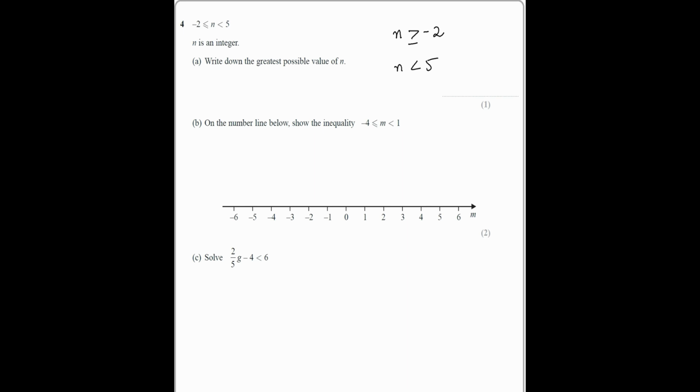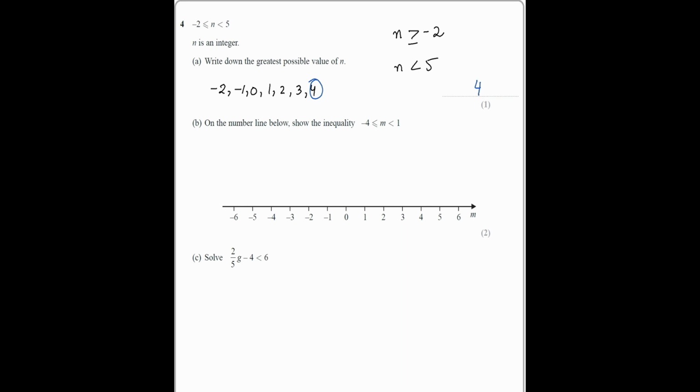Write down the greatest possible value of n. So we first have to write all the numbers which are greater than negative 2, and negative 2 is also included because it is greater than or equal to negative 2. So we have to write negative 2 and all the numbers which are greater than negative 2. So it has to be minus 1, 0, 1, 2, 3, 4. And we have to stop here because it says that n is also less than 5. Now write down the greatest possible value of n. So the greatest possible value of n is 4 there. So we will write 4 in the answer.